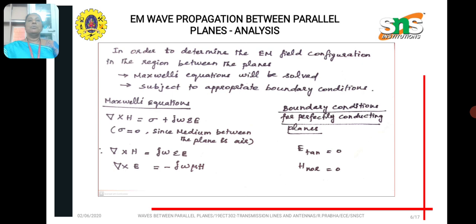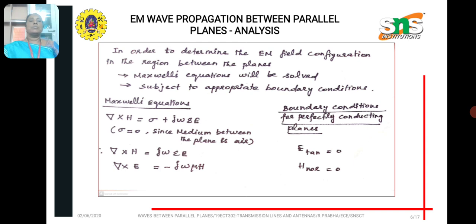We have to use appropriate boundary conditions in this analysis, and we know the two Maxwell's curl equations for these parallel planes. One equation is del cross H is equal to sigma plus j omega epsilon E. Here sigma is the conductivity. This is made 0 because the distance between the parallel planes we have taken the medium is air medium. And the second Maxwell's equation, del cross H is equal to j omega epsilon E, and another one is del cross E is equal to minus j omega mu H.